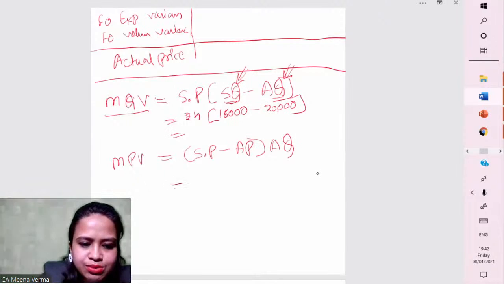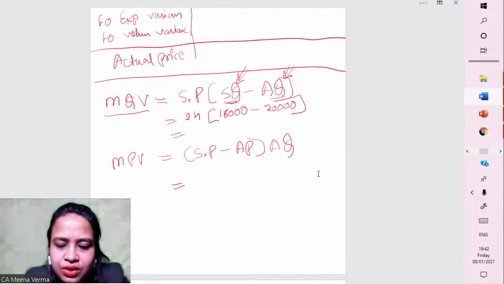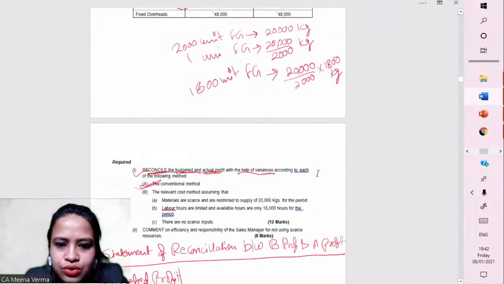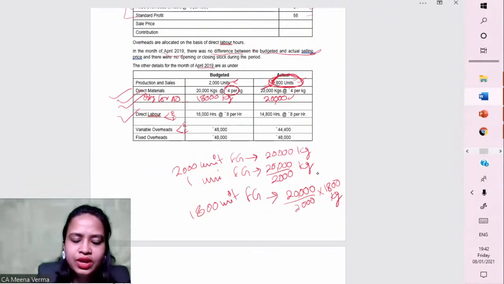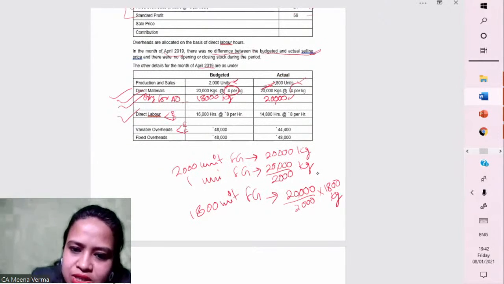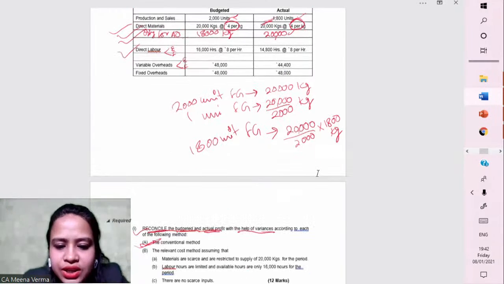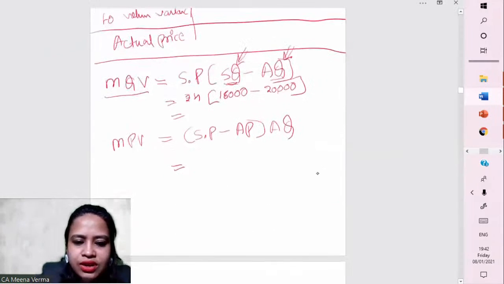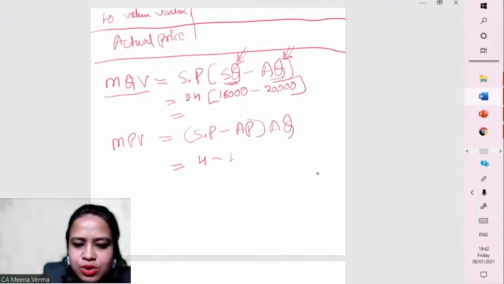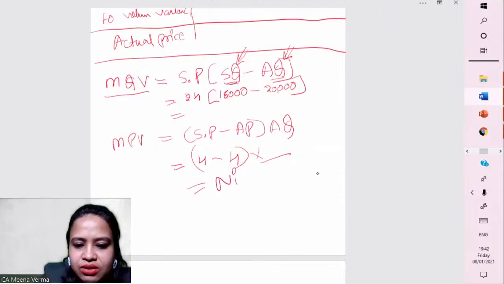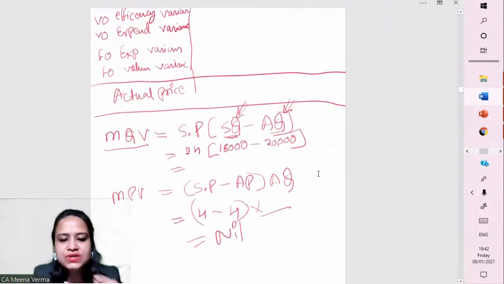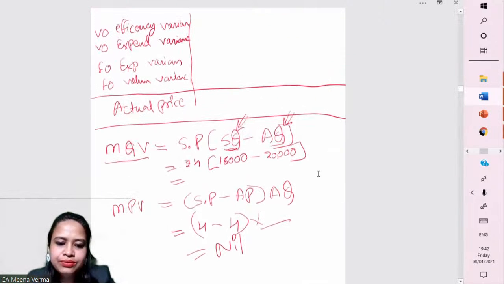Okay? Similarly, material price variance. If you go here, you will find the standard price is ₹4 and the actual price is also ₹4. So you can see here that the standard price is 4, actual price is also 4. Whatever the actual quantity is, the answer will be nil. So the material price variance will be nil.